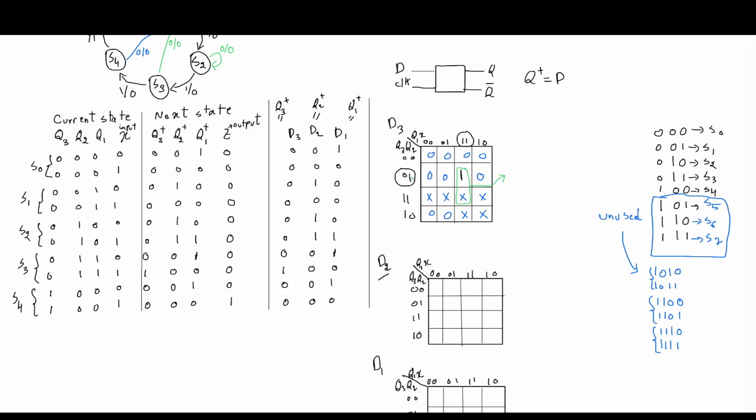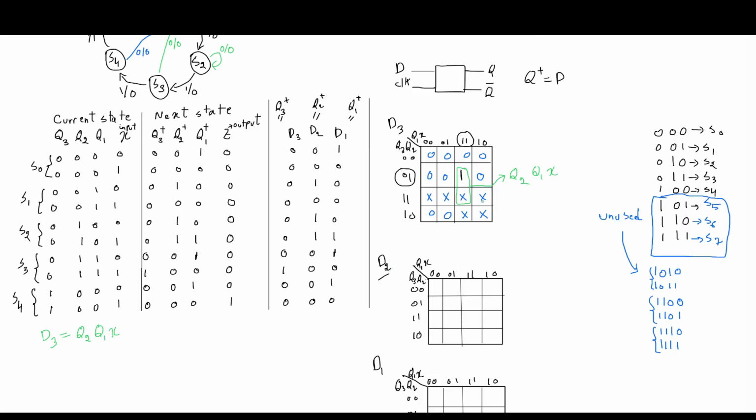So this will give us from here to here, Q2 is not changing and it's 1. So this will be Q2. And then in this area here, we're gonna get Q1X because they're both 1s. So now we can write D3, let's write it here. D3 is equal to Q2 Q1 X. So let's do D2.